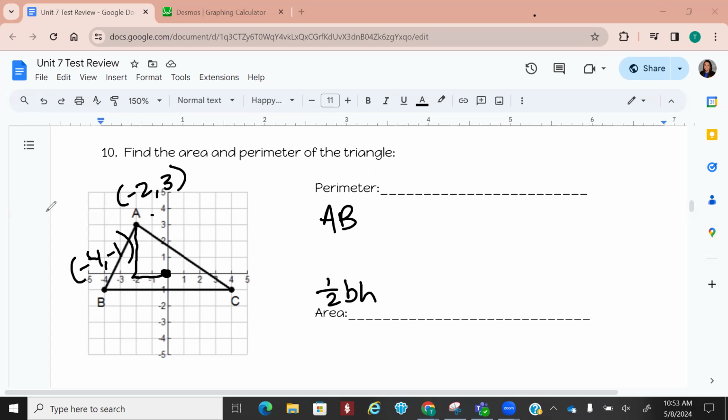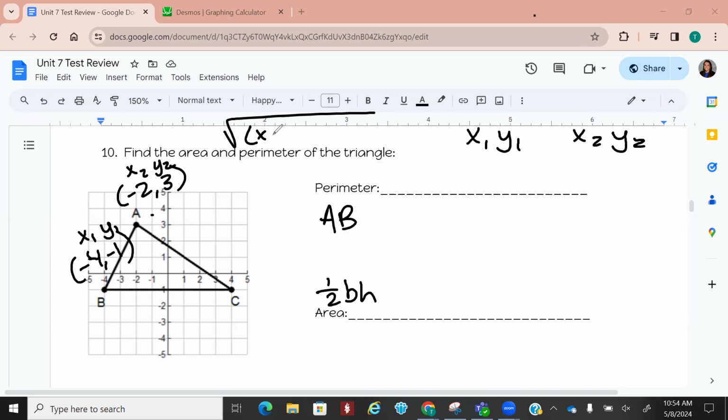Now, you need to label these as x1, y1 and x2, y2. It doesn't matter which point you do, but I always go left to right just to make it easy on myself: x1, y1, x2, y2. Everybody see what I did there? Okay, now we're going to plug into that distance formula. We're going to take these numbers and literally substitute them in.